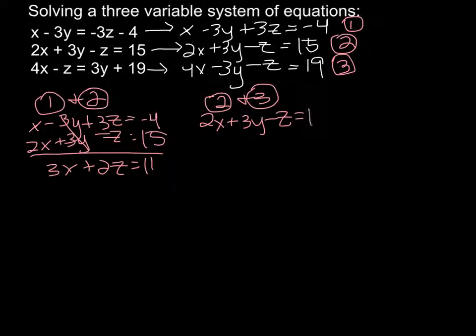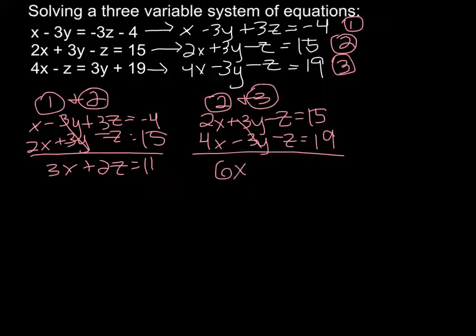If I look at 2 and 3, and I rewrite them out, again, I didn't have to multiply by anything because the y's are automatically going to cancel out again. The y's cancel. 4x and 2x gives me 6x. And a negative 1z plus a negative 1z gives me a negative 2z. Don't be too quick to cancel things out. 15 and 19 is going to give me 34. So now I have two new equations.